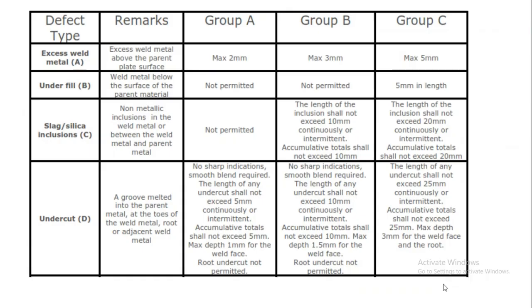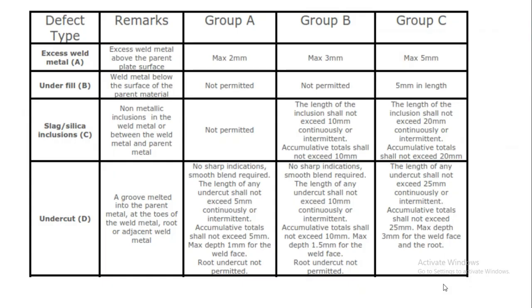This is the acceptance criteria for your practical examination. There are 13 types of defect you are going to identify during your examination. In the examination they have mentioned group A and group C. You have to find the acceptance criteria for group A and group C only, and answer.